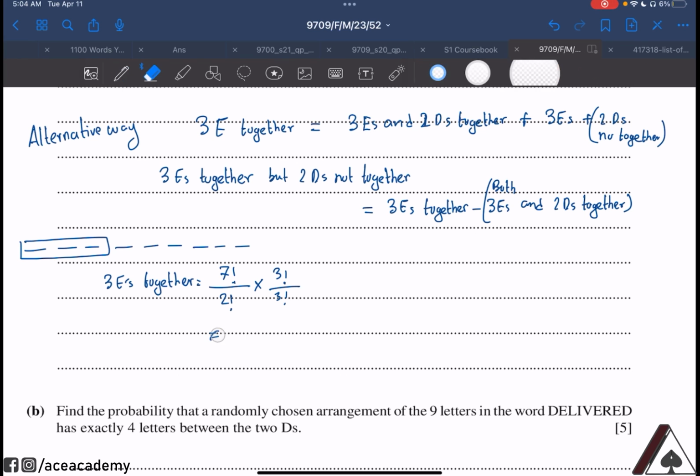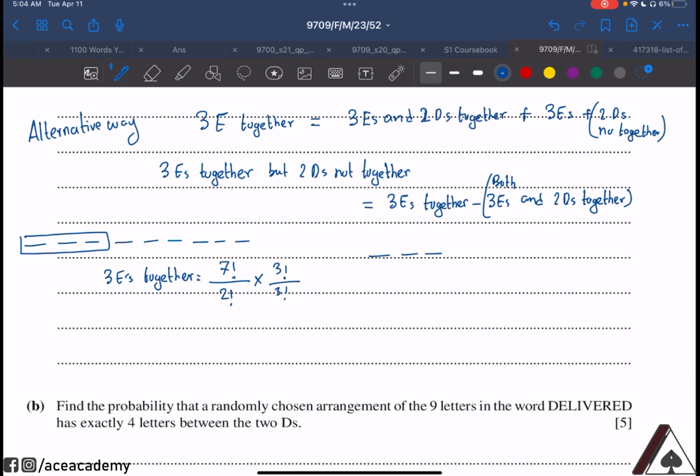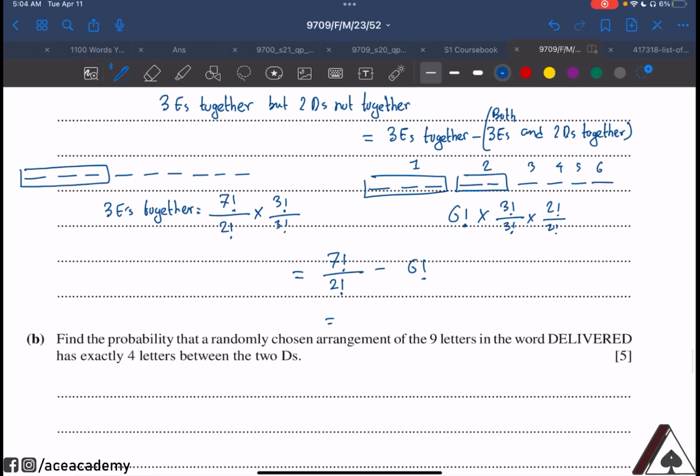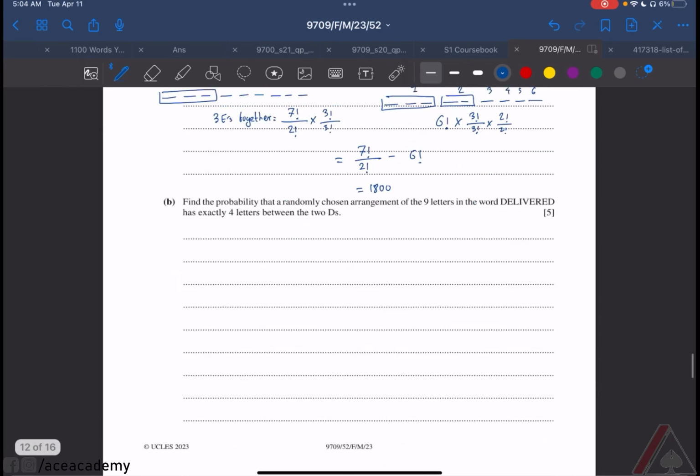Now there is another case in which both E's and D's are together, okay? So this is one unit. This is another unit. 5, 6, 7, 8, 9. So 1, 2, 3, 4, 5, 6. There are no repeats. So 6 factorial into 3 factorial by 3 factorial into 2 factorial by 2 factorial. So overall, the answer will be 7 factorial by 2 factorial minus 6 factorial, which will give us the same answer of 1800. B.